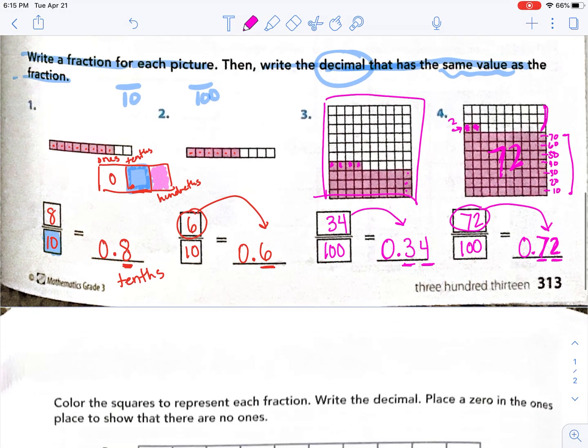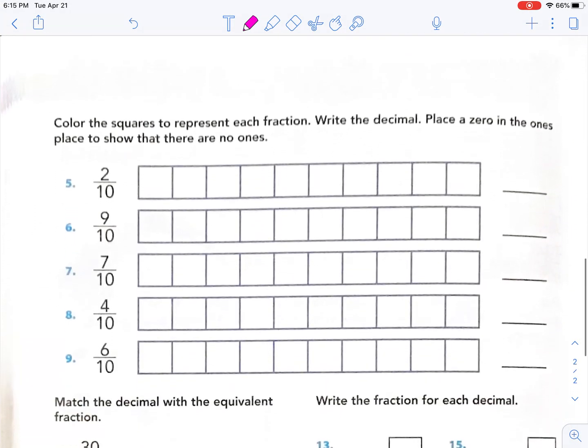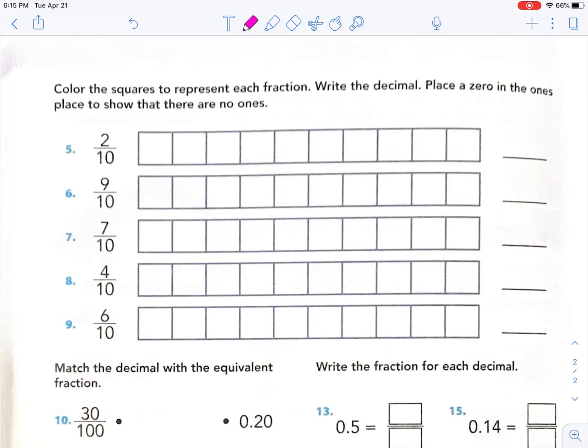Turn the page. All right. Color the squares to represent each fraction. Write the decimal. So there's a couple different instructions here. Color the squares to represent each fraction. Write the decimal.